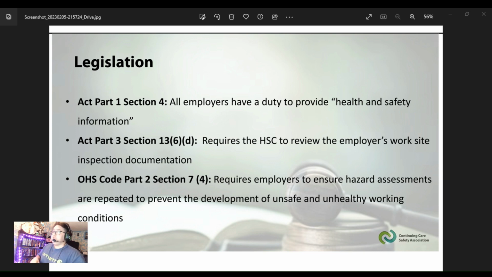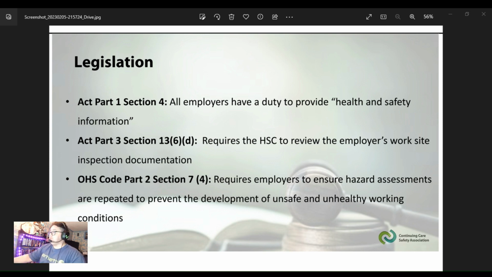Act Part 1, Section 4, Availability of Information. All employers have the duty to provide health and safety information, which includes info on hazard controls, inspections, checklists, and reports. Then we have Act Part 6, Section 13, Joint Worksite Health and Safety Committees and Representatives, which requires the Health and Safety Committee to review the employer's worksite inspections and documentation.